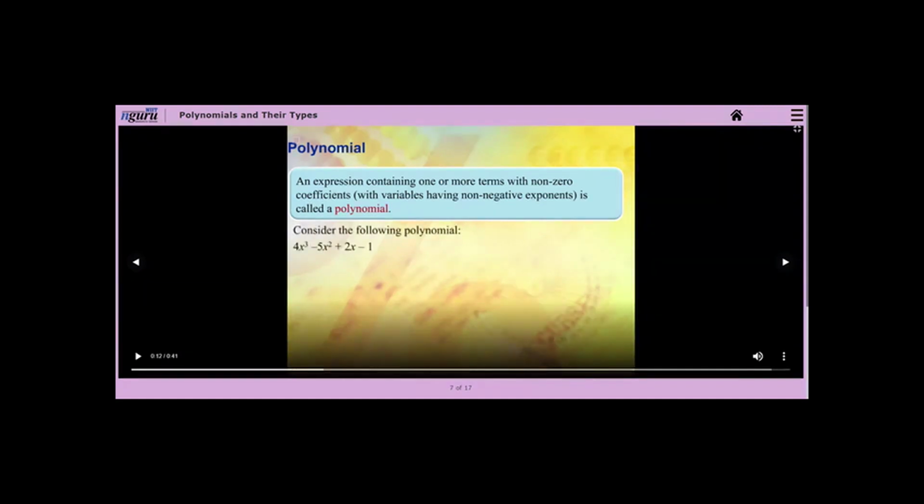An expression with one or more terms with non-zero coefficients with variables having non-negative exponents is called a polynomial. What is non-zero coefficient means? Should not be zero, ma'am. The coefficient should not be zero.